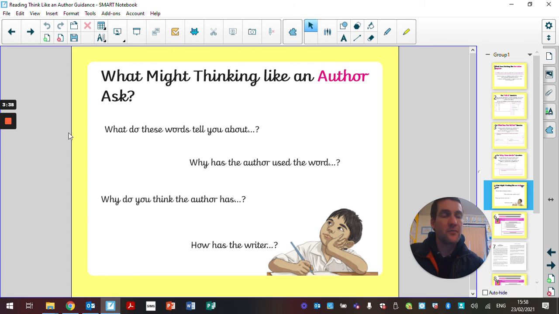So there are some examples of the types of questions that you'll be asked, and here is what 'thinking like an author' questions might ask. What do these words tell you about something? Why has the author used these words? Why do you think the author has? How is the writer? Those are the types of questions that will be asked.